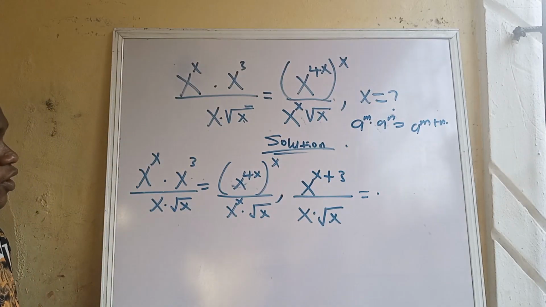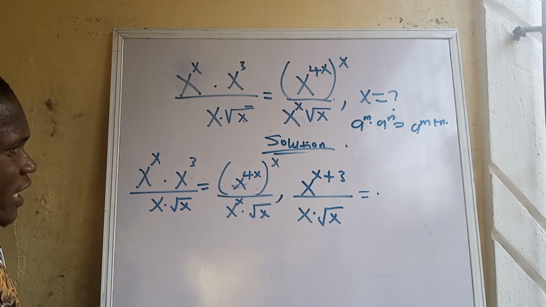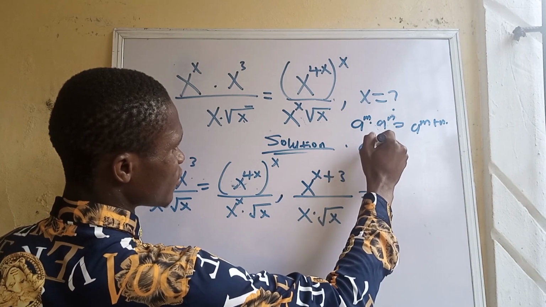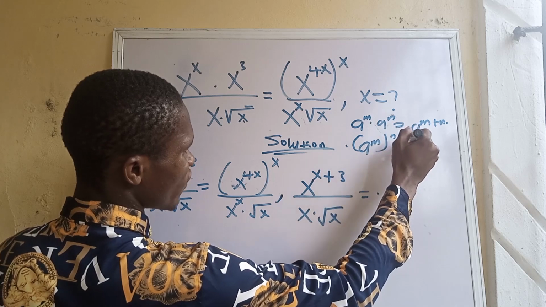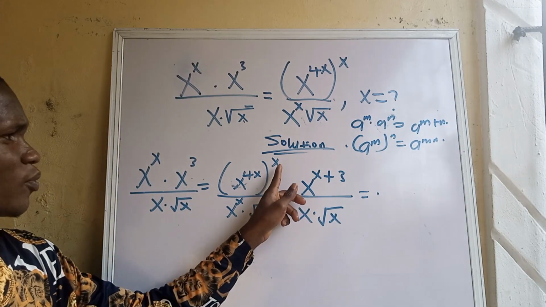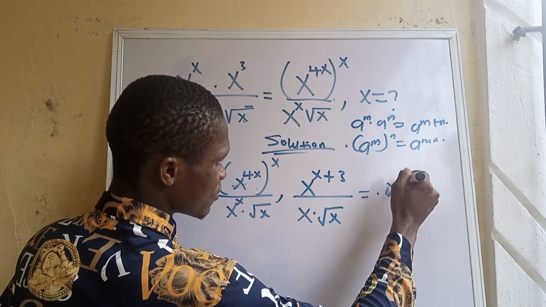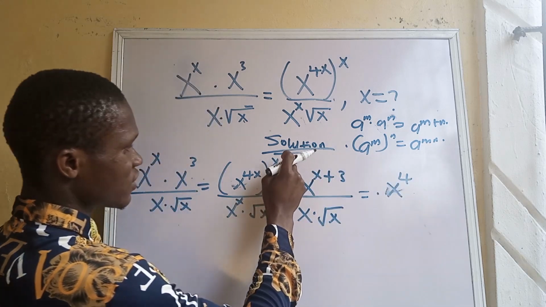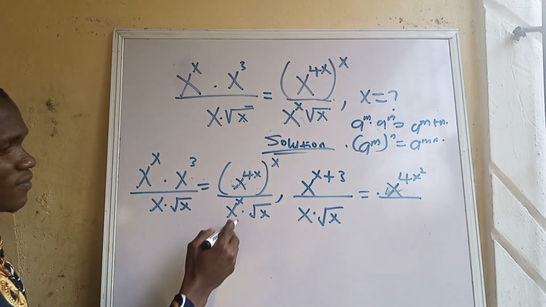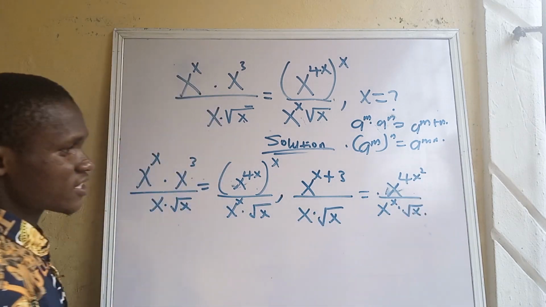equal to x to the power of 4x all to the power of x. Remember from your simple indices again, a to the power of m close bracket all to the power of n is equal to a to the power of mn. If we obey this principle here, we are going to have x to the power of 4x times x, which gives us x squared. So we're having x squared over x to the power of x times root of x.